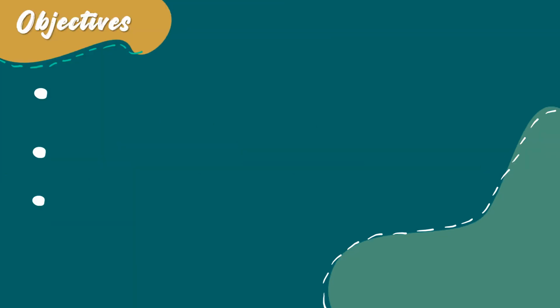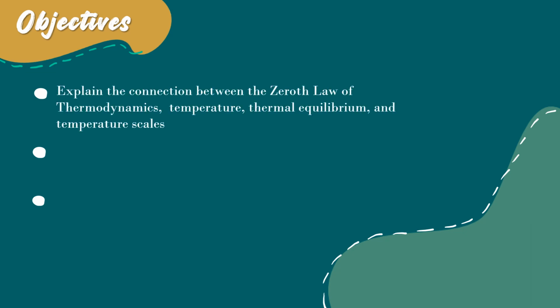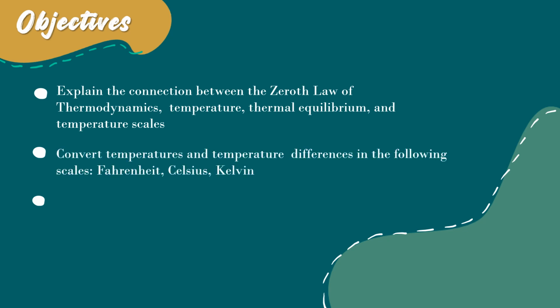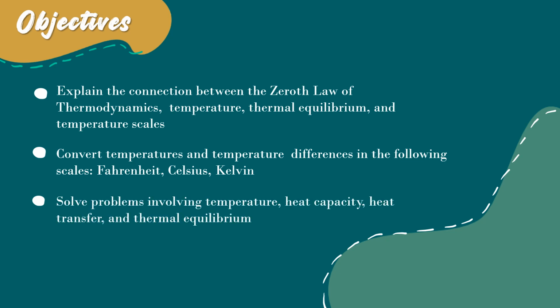Here are the objectives of this lesson. Explain the connection between the zeroth law of thermodynamics, temperature, thermal equilibrium, and temperature scales. We also have to convert temperatures and temperature differences in the following scales: Fahrenheit, Celsius, and Kelvin. And lastly, we have to solve problems involving temperature, heat capacity, heat transfer, and thermal equilibrium.